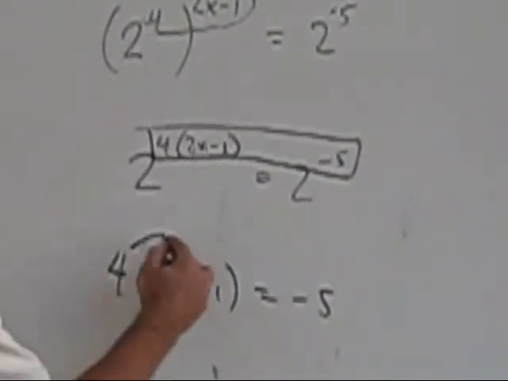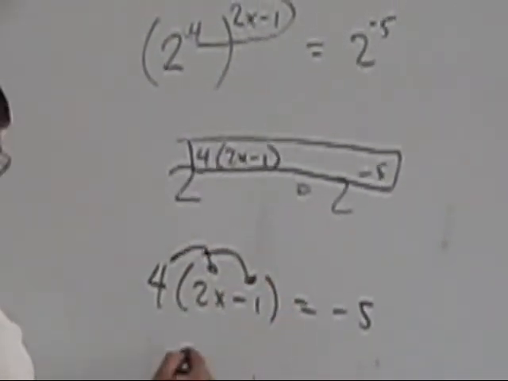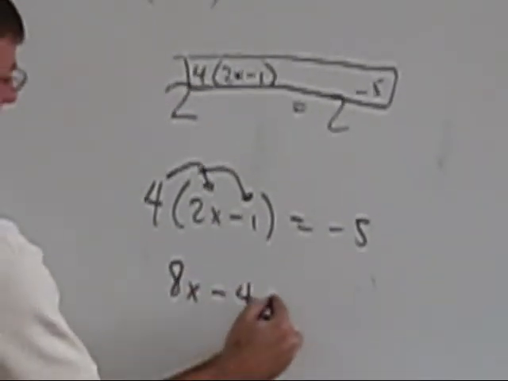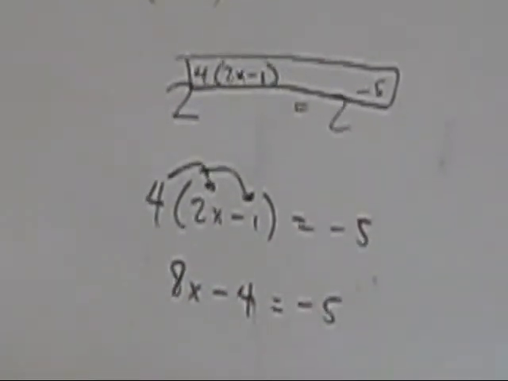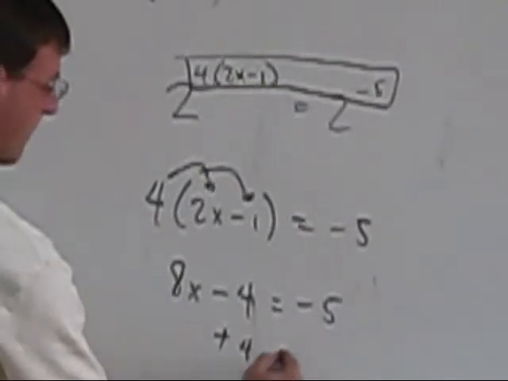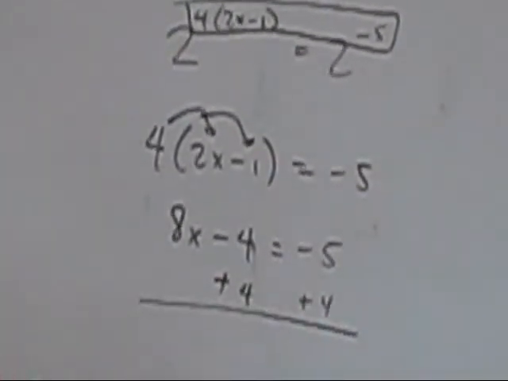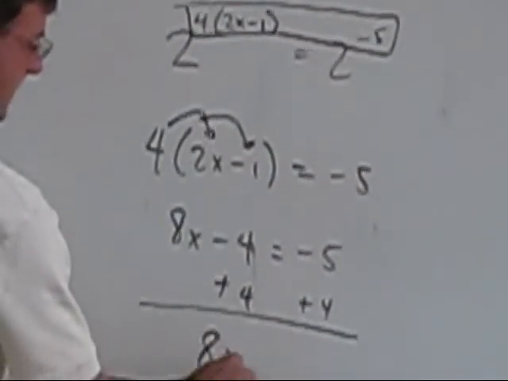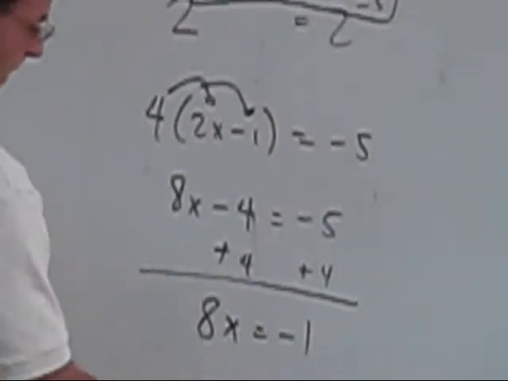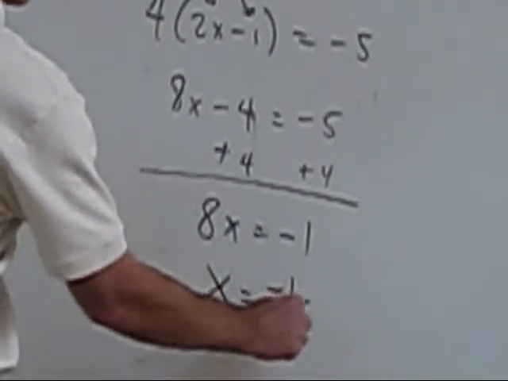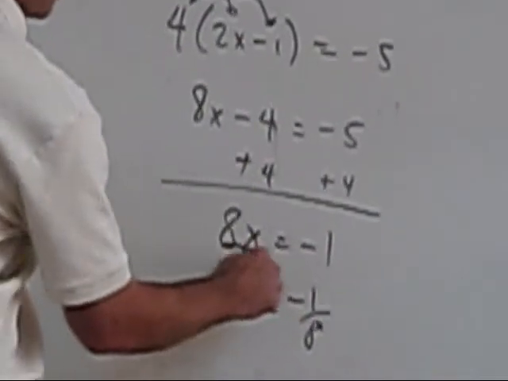Let's distribute here. I have 8x minus 4 equals negative 5. Let's add 4. And I get 8x equals negative 1. And I divide by 8. X equals negative 1 over 8.